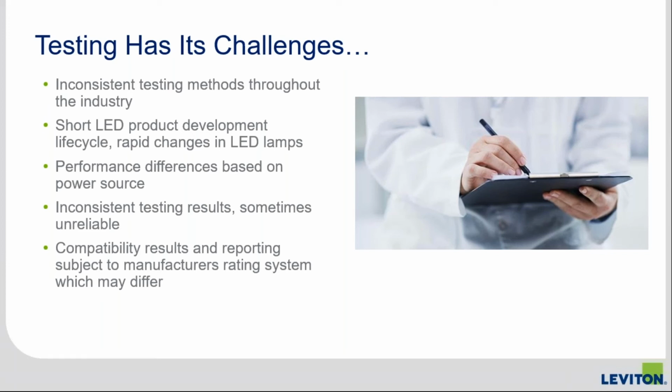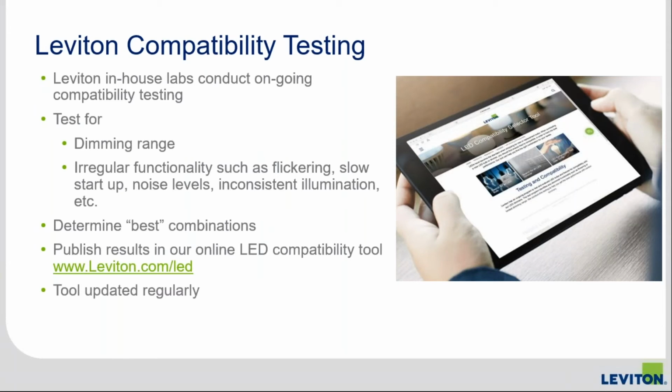What we've done at Leviton, we have everything in-house. We work with all our manufacturers, the bulb manufacturers. We supply them with dimmers, and they supply us with bulbs. We test for a variety of factors, including dimming range and irregular functionality of the dimmer. So the flickering, we'll measure flickering, but we'll also do observational tests.